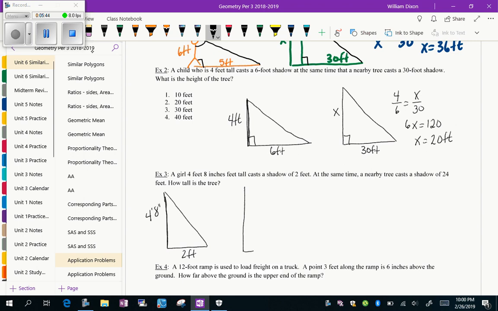The tree's shadow is 24 feet. And I want to know how tall the tree is. So that's going to be X, at right angles. Now, there's something that jumps right out at you, and you should notice right away. And what is that?